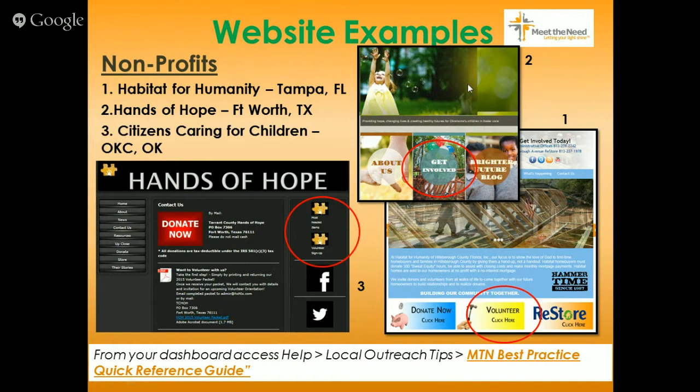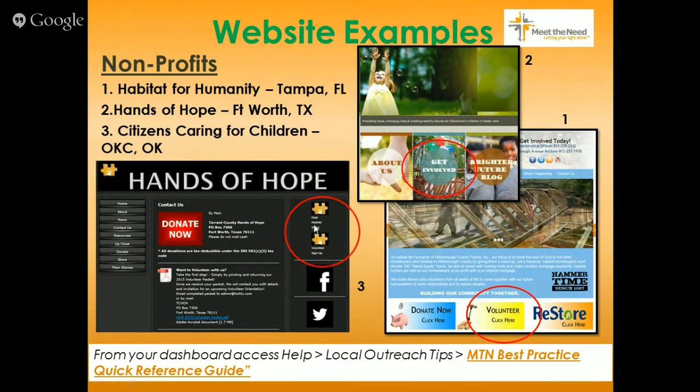There's also one up here, number 2, Hands of Hope in Fort Worth, Texas. They have a Get Involved button, very similar to the volunteer button at Habitat, but everything is on their site. These buttons you create, and they link directly to the needs that you've posted through your Meet the Need account. Then here's Hands of Hope out of, number 3, sorry. Oh, it looks like I numbered these wrong. Sorry. Let's forget the numbers for now, but Hands of Hope, they have 2 buttons.